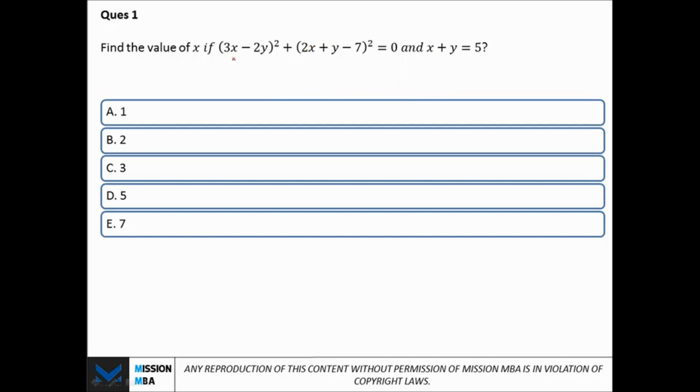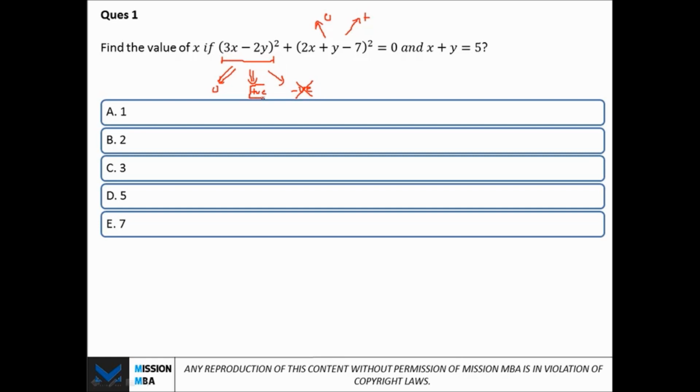My question to you is, you know that this quantity is a square of some number, (3x minus 2y) whole square. So it has to be either 0 or it has to be positive. It definitely cannot be negative. Square of a quantity is not negative, either 0 or positive. Similarly, this quantity is either 0 or positive. The negative numbers are not allowed. So guys, think and focus.